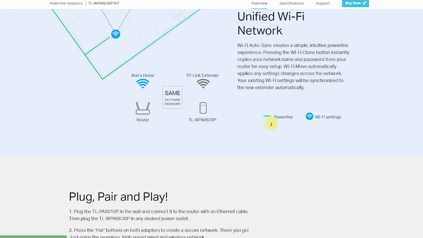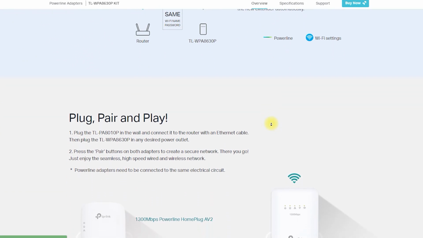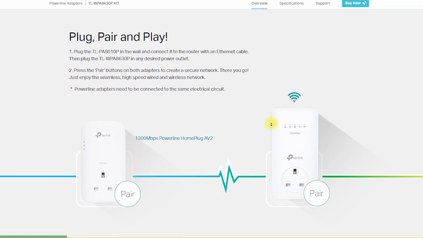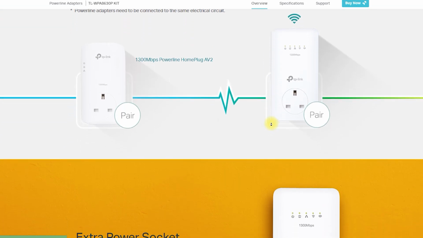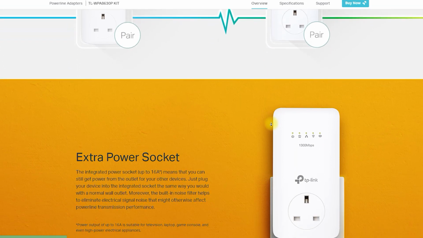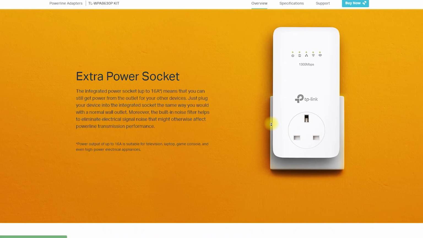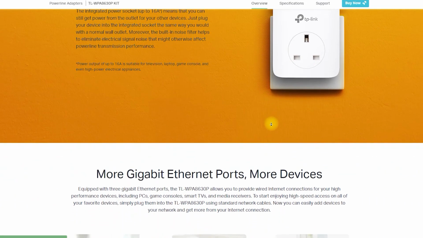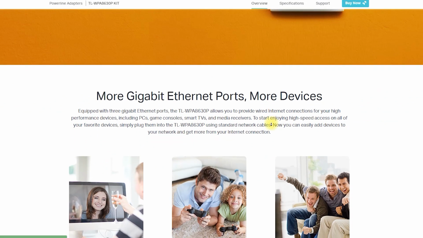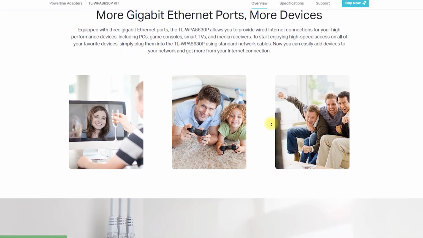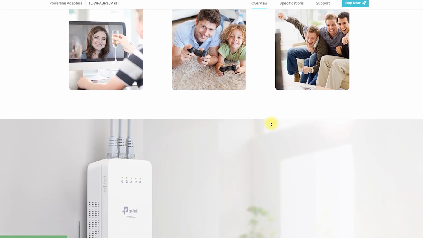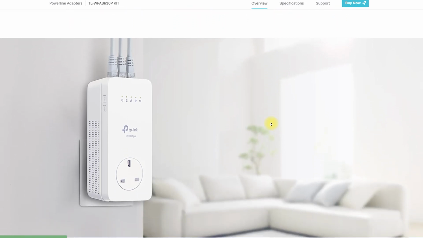This adapter provides both wired and wireless connectivity, allowing you to connect your devices to the network via Ethernet or Wi-Fi. The adapters use the HomePlug AV2 standard to transmit data over your home's electrical wiring, providing a fast and stable connection that is less susceptible to interference than traditional Wi-Fi networks.